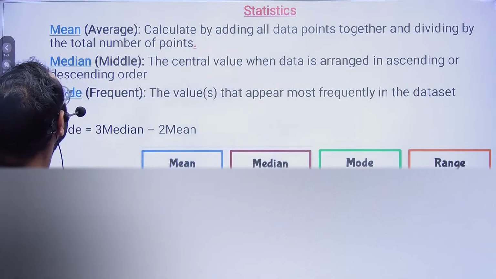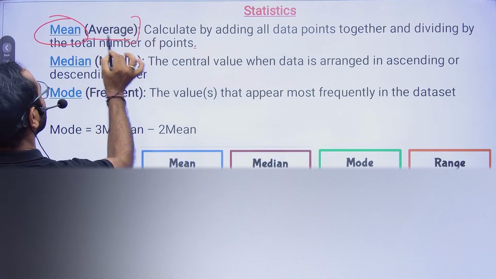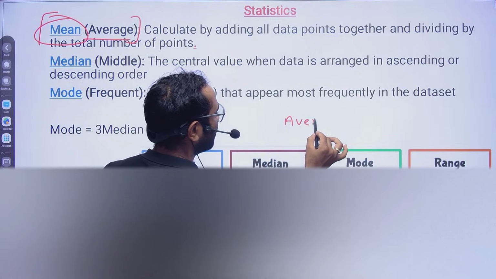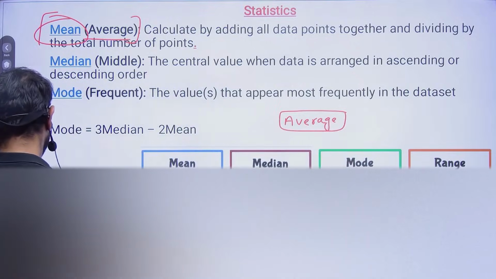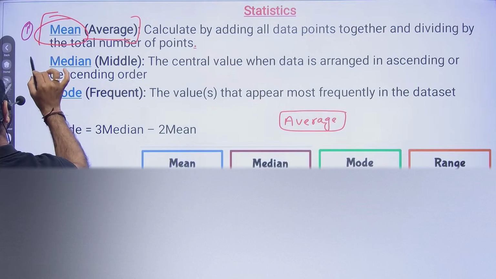So mean is nothing but average. Don't use much of your mind. Mean is nothing but average. Already you know average, you have already studied it. So we do not have to use much of your mind there. Clear? Okay. Then comes median.